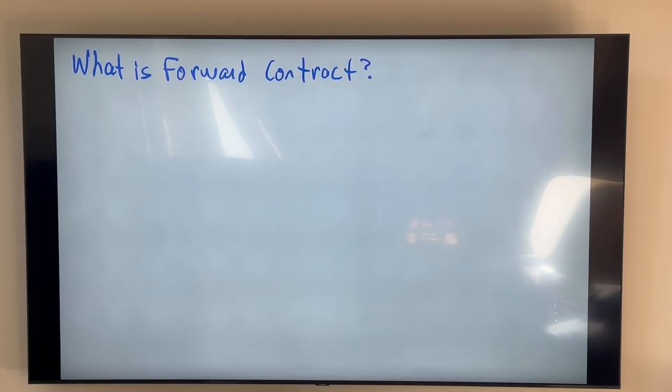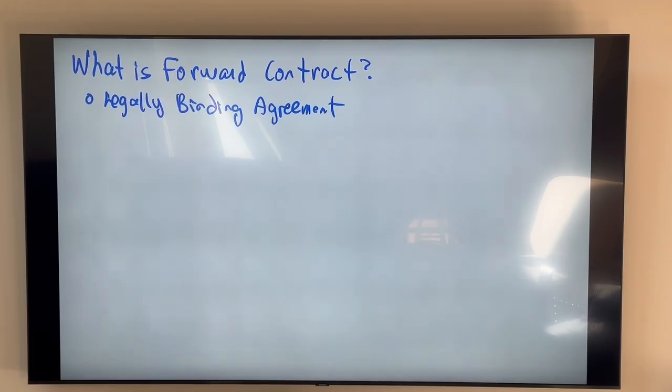Well, a forward contract, first of all, is a legally binding agreement. That's unlike an option where you have the right but not the obligation to perform if you are the party purchasing the option. That's different with a forward contract. Both parties are legally obligated to do something.